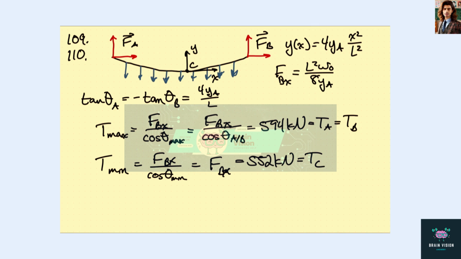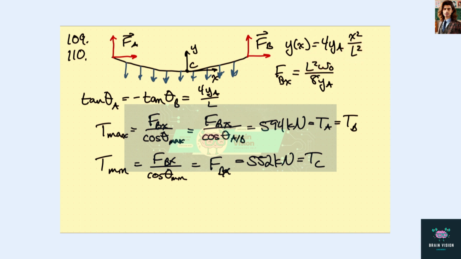Then we can figure out the tangent of the angle that is made by the tangent to the curve and the horizontal, which is 4 y_A over L. We can just figure that out by taking the slope of this and putting the length L here. I really probably shouldn't call this L, but L is the distance between the supports, not the length of the cable. Just note that that is not the length of the cable.